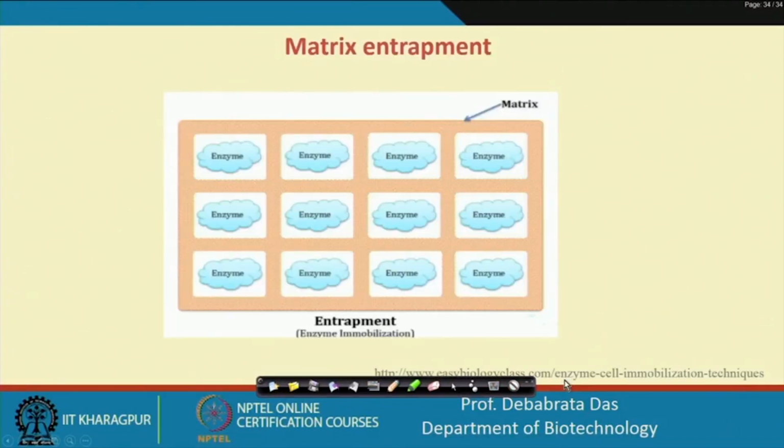Now, first is the entrapment. I told you how it is. This is just entrapped inside this. This is the gel. Inside the gel, the enzymes are entrapped.